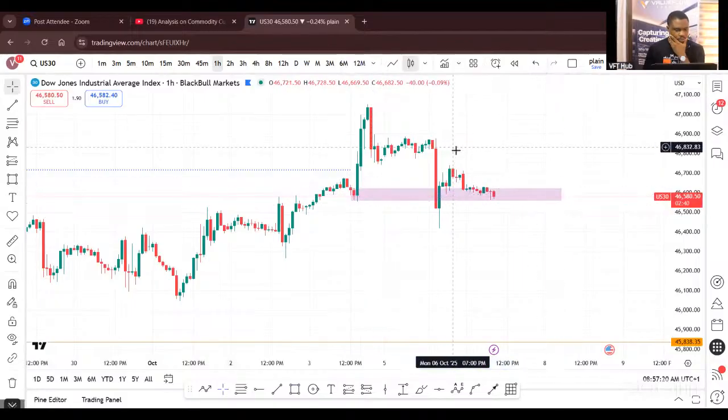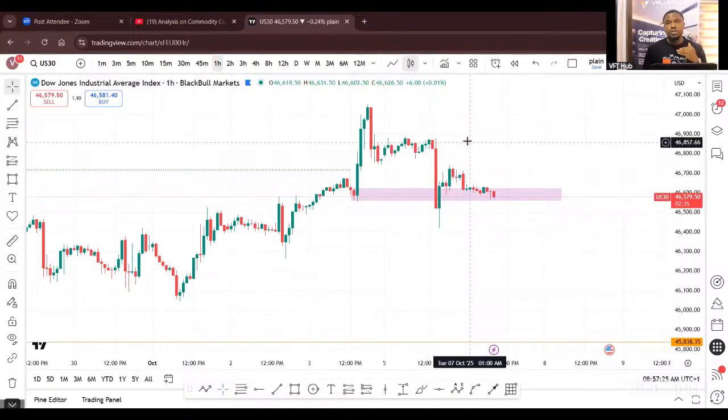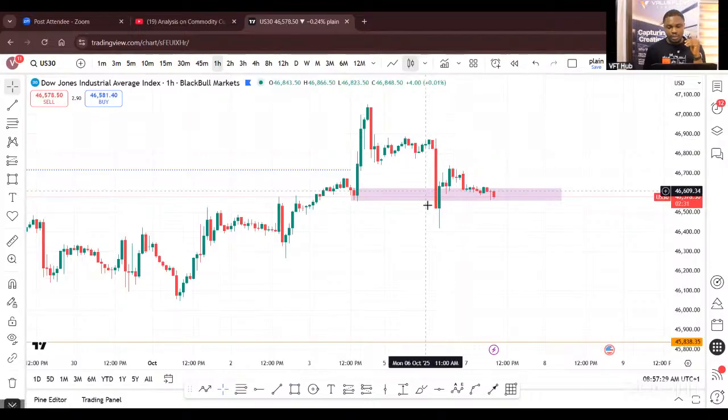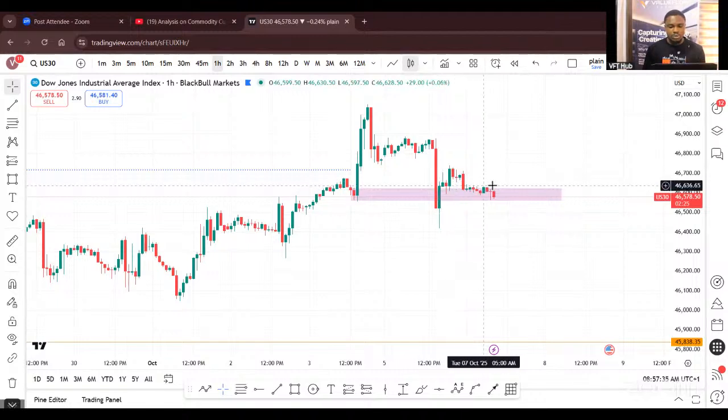A mitigation block. Typically, a mitigation block is another block that is violated. Price closes above that level, right? Price reverses and then closes above that level. This is what I mean. Violated the other block, then reverses, closes above that level, and then we expect continuation to the upside.